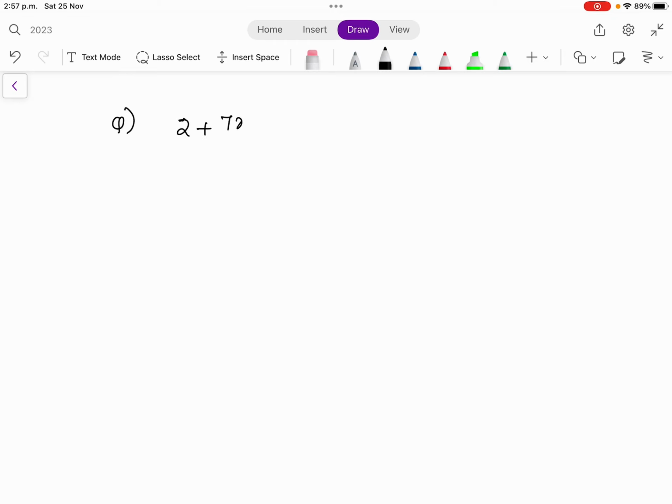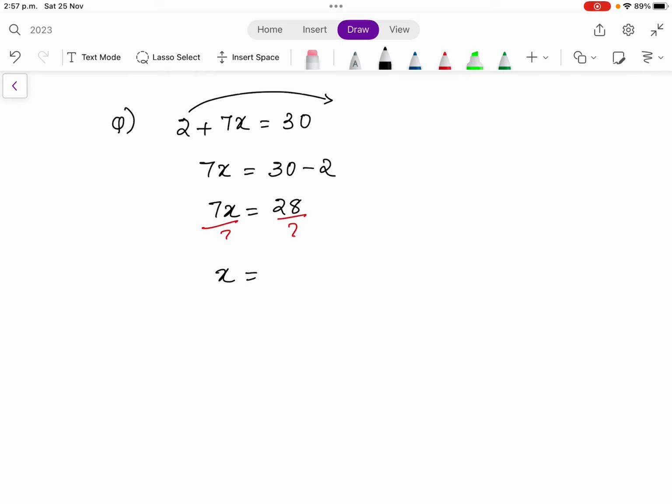2 plus 7x is equal to 30. So keep only the x on the left side, bring the number to the other side. When you bring the number to the other side, the sign is changed. So it is like 30 minus 2. So 7x is equal to 28. Then divide by 7 here.